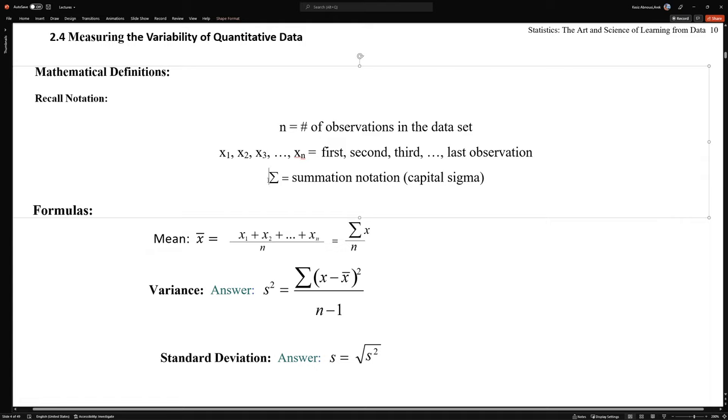Then the capital Greek letter S is called sigma. It corresponds to the summation notation, so it means we sum. Now the mean, this is the simple mean, has the notation of X bar, and this is the same as summing the first value of the subject and so on, up to the last one, and then dividing over n, which is the total number of observations.